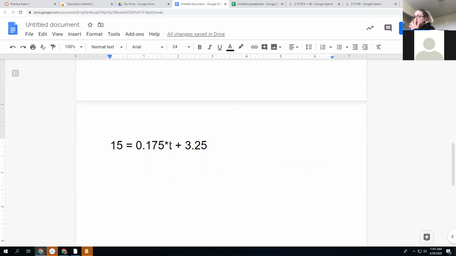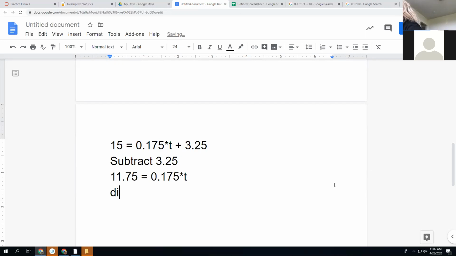Solving an equation: if I knew what T is, I multiply first, then add. To solve, you have to reverse that. So the first thing I need to do is get rid of the 3.25, so I want to subtract 3.25 from each side. Subtract, thank you, Google. What would we do without spell check? You've seen me 30 years ago without spell check. So 15 minus 3.25 is going to be 11.75, I think, equals 0.175 T. And I should double check that. If I add 3.25 back on, that's 12 plus 3 is 15. Yeah, that looks right.